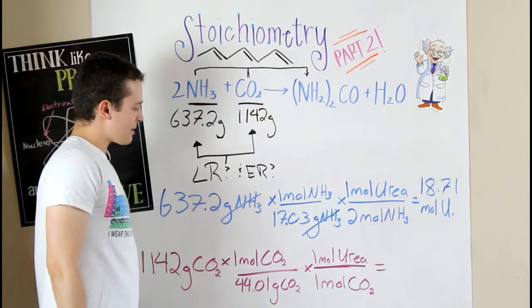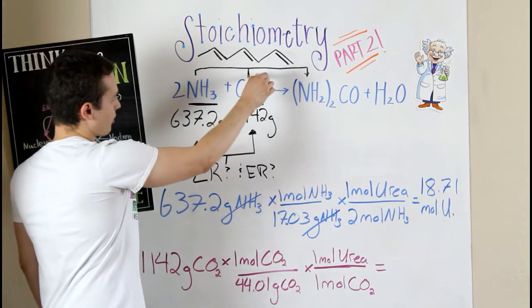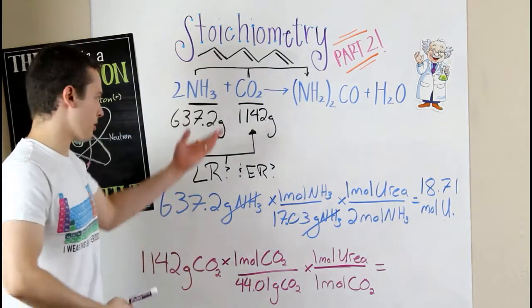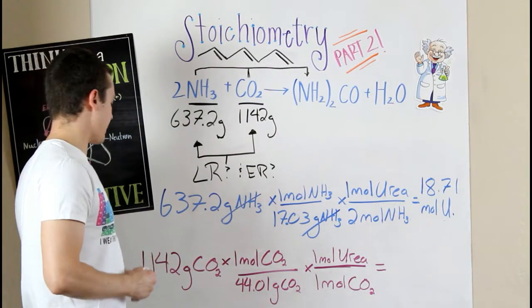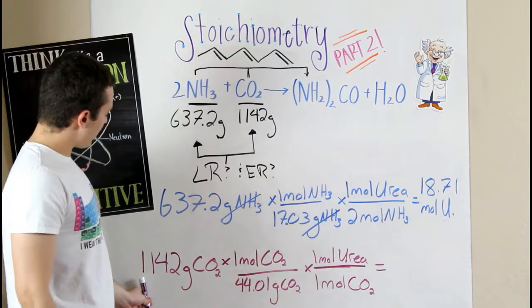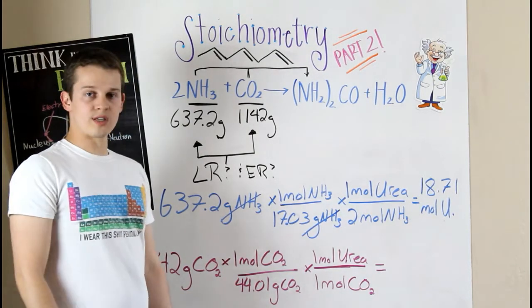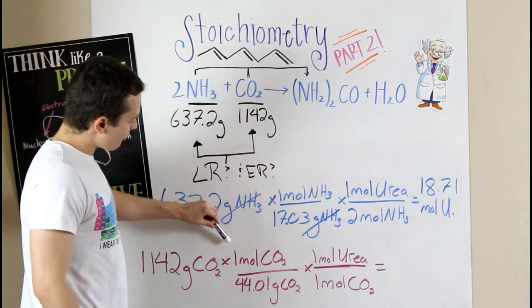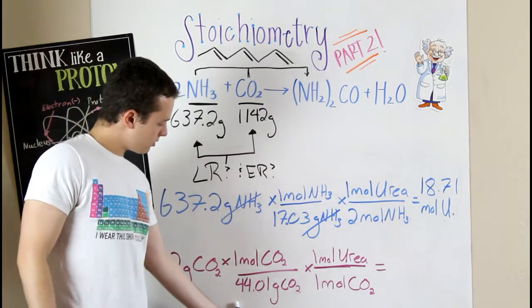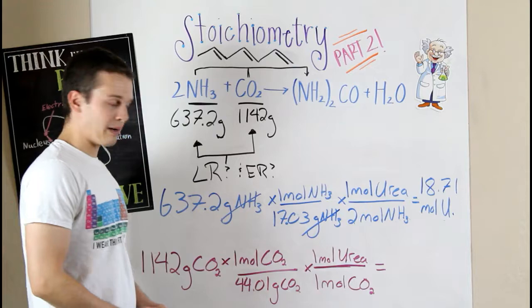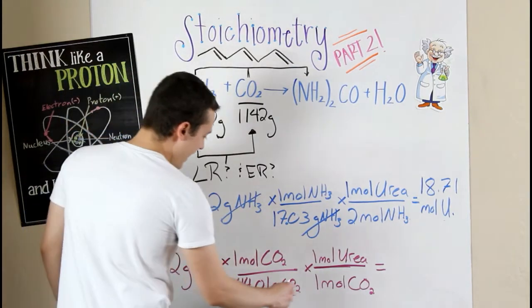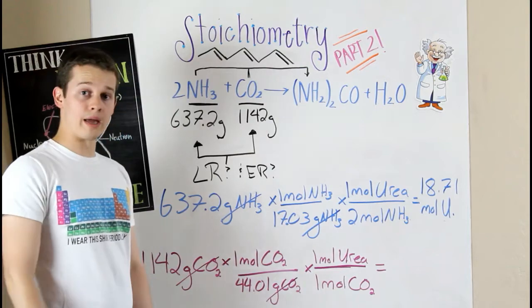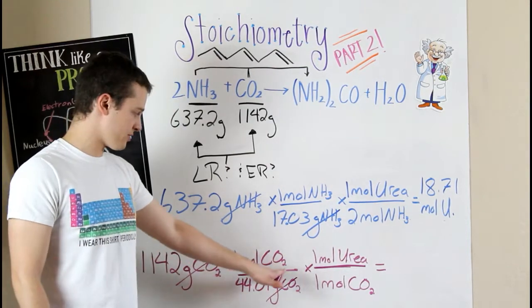Now we're going to do the exact same thing. We're going to convert from grams of one of our reactants to moles of our solved-for product, urea. So, we take our 1,142 grams of CO2 and divide it by the molar mass, or for every 1 mole of CO2, it weighs 44.01 grams of CO2. That is going to cancel out our grams on top and on bottom. We're left with moles of CO2.